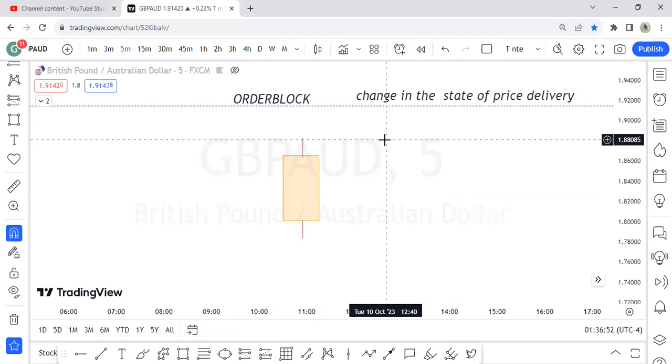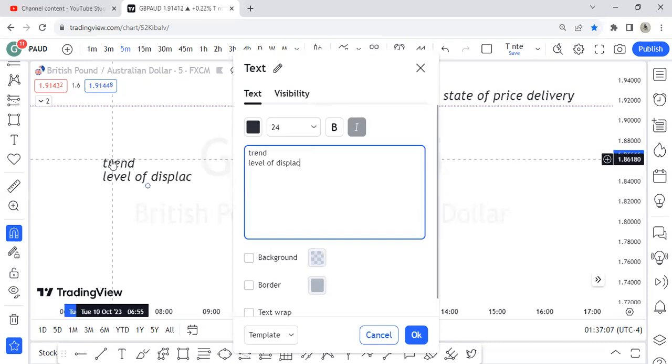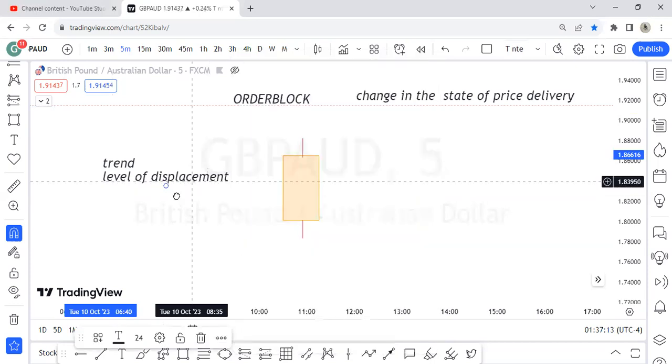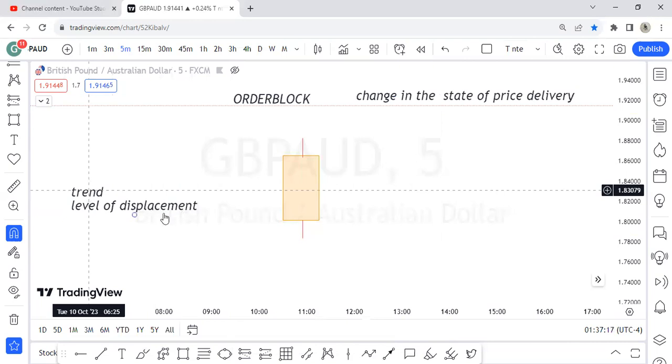Now there are two things that we look at that validate an order block. Number one, we look at the trend, and we look at the level of displacement. So you must look at the trend and the level of displacement for it to validate an order block. Always consider the trend, whether the market is bullish or bearish, and then the level of displacement.